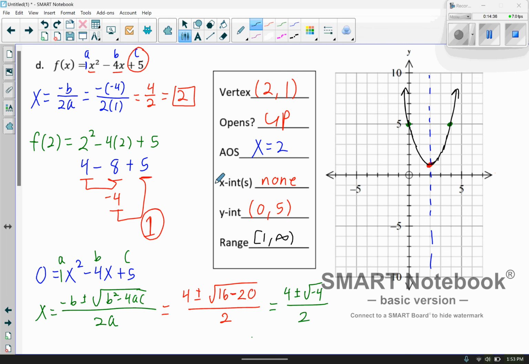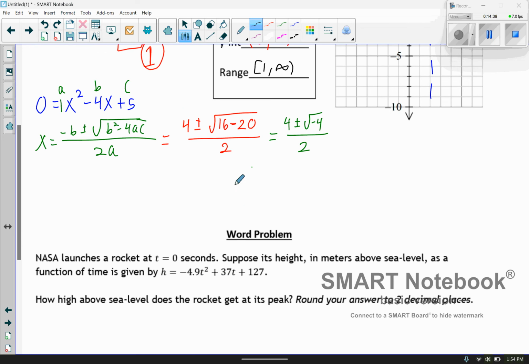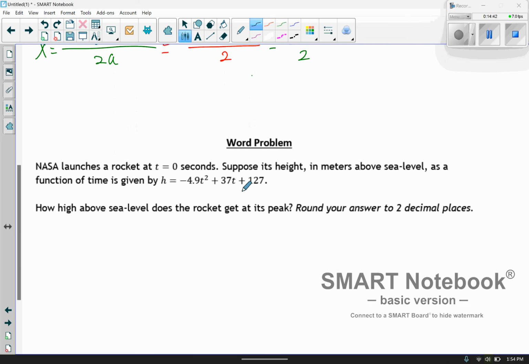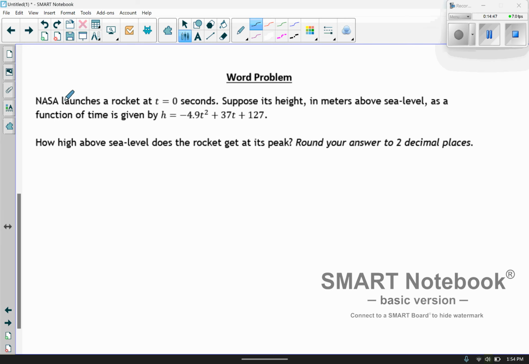Okay, so I have one left to go, but this will be a word problem, similar to what we've been doing. The numbers might be a little bit messier, but I'm going to use a calculator to help here. So let's see, NASA launches a rocket at t equals 0 seconds. Suppose its height in meters above sea level as a function of time is given right here. So the height is equal to negative 4.9 t squared plus 37t plus 127. It asks, how high above sea level does the rocket get as it peaks? Round your answer to decimal places.